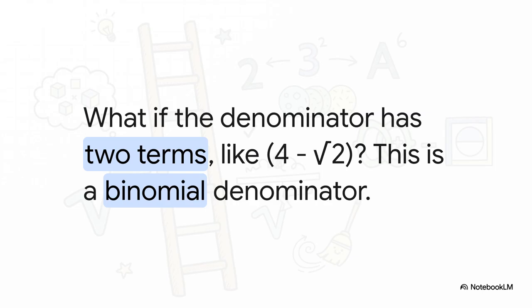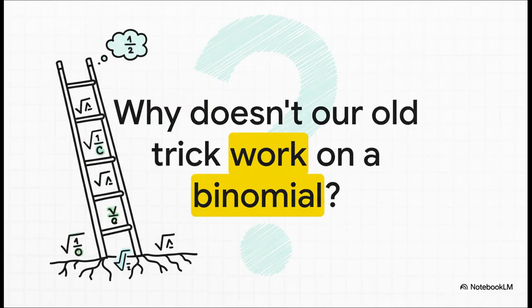So look at this problem. The denominator isn't just a simple root 2, it's 4 minus root 2. It has 2 terms, which makes it a binomial. And this changes everything. Our old tricks just aren't going to cut it anymore. I mean, why not? If we just multiply by root 2 over root 2, we'd have to distribute it to both terms in the denominator.